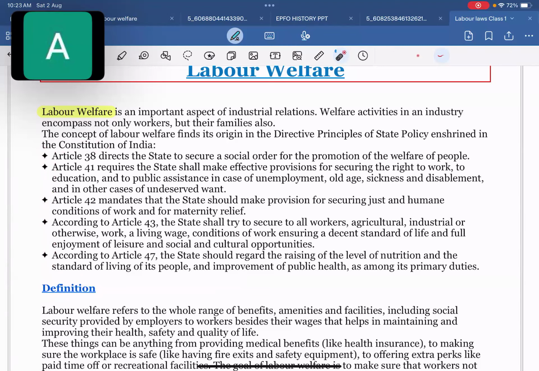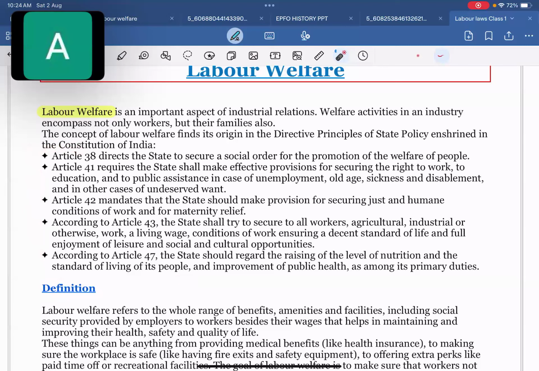Article 38 directs the state to secure a social order for the promotion of the welfare of the people. Good. Article 41 requires that the state shall make effective provision for securing the right to work, to education, and to public assistance in case of unemployment, old age, sickness, and disablement, and in other cases of undeserved want. And the same goes with Articles 42, 43, and 47. So these are the things which are connected.